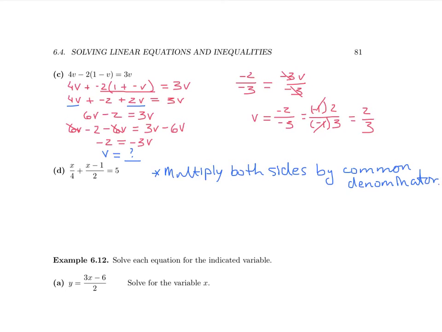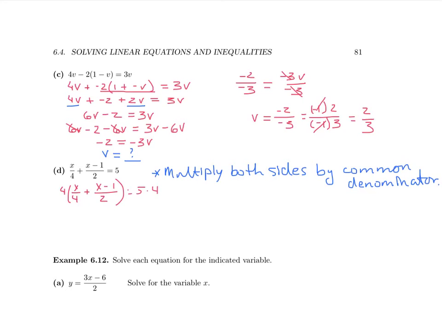So in this particular example, the common denominator would be 4. So let's try and multiply both sides by 4. So I multiply the left side by a 4 and the right side by a 4.